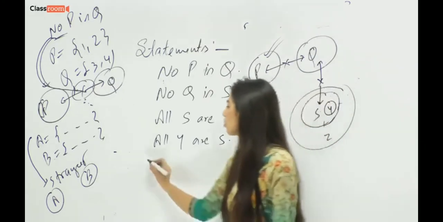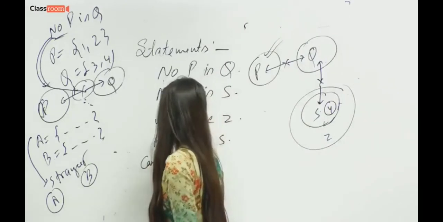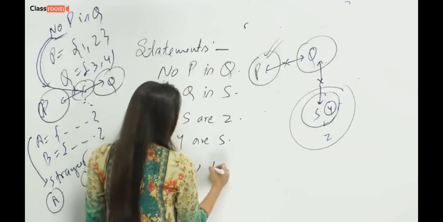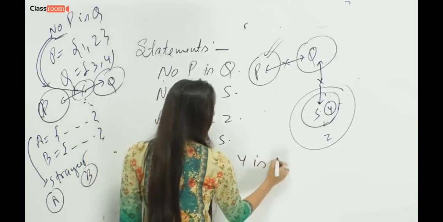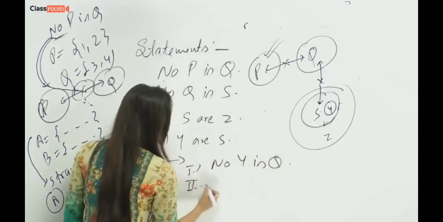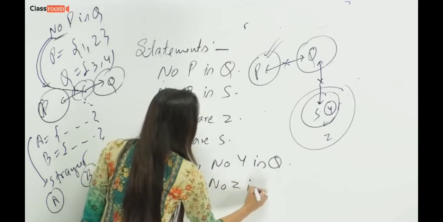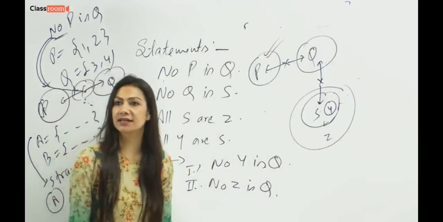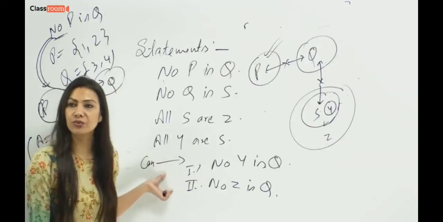Now I just want to ask you 2 conclusions. The first one is for "no" only, students. It is no Y is Q, and the second one is no Z is Q. Can I have the responses? What do you think? Which one is right? Right now I have given you 2 new conclusions.